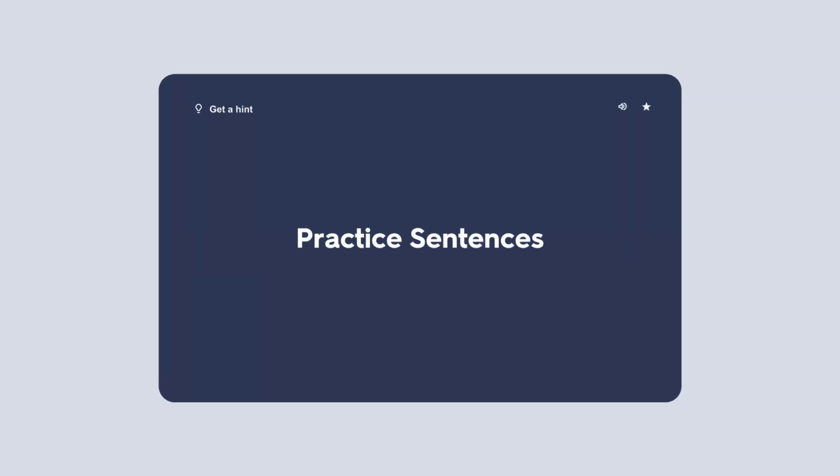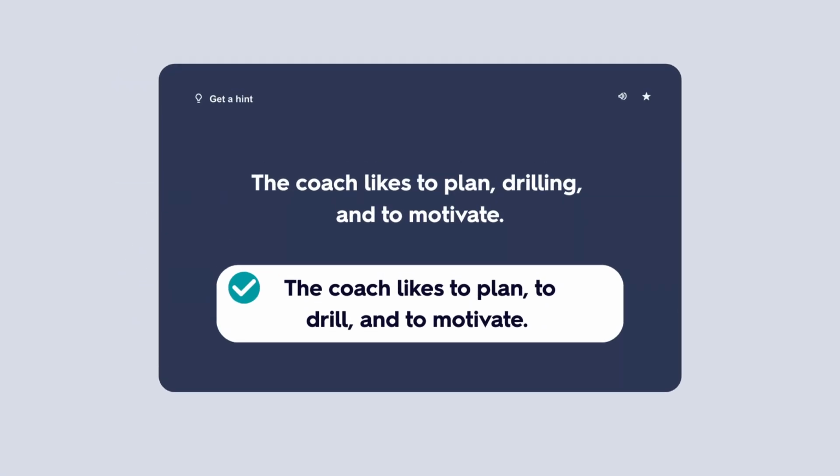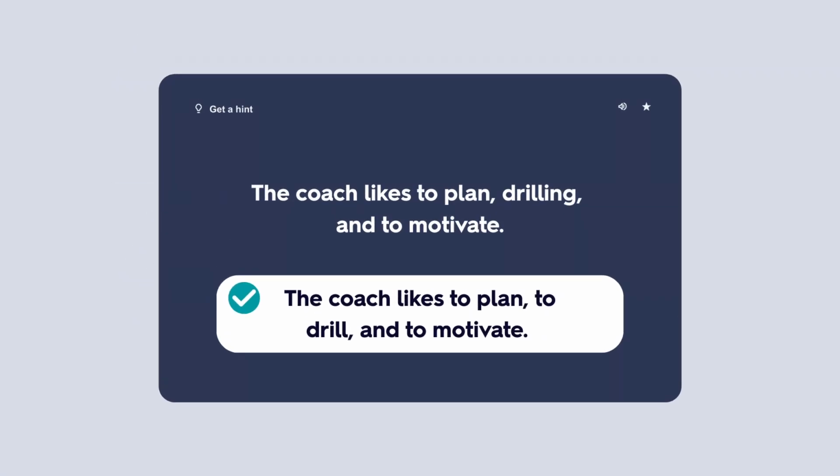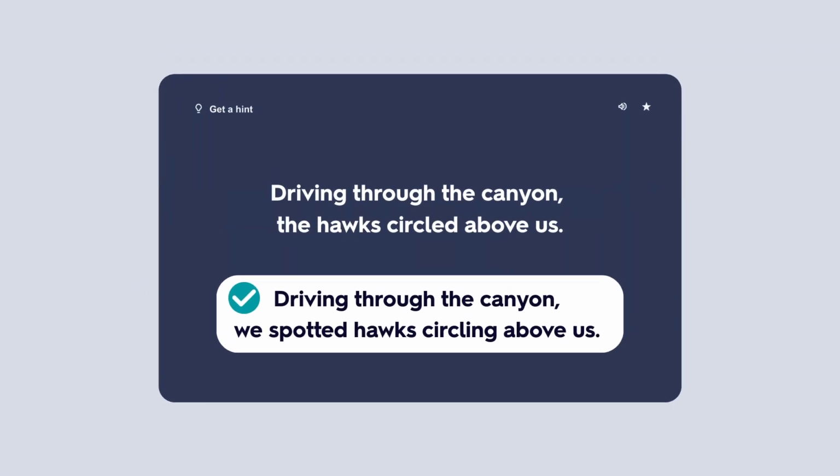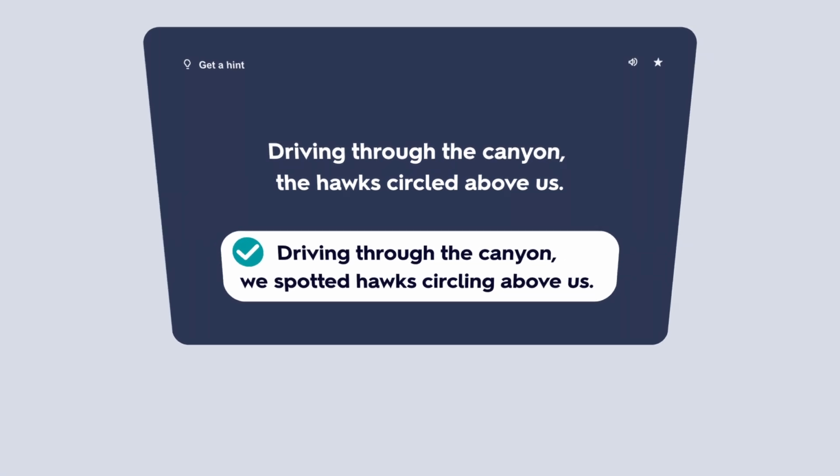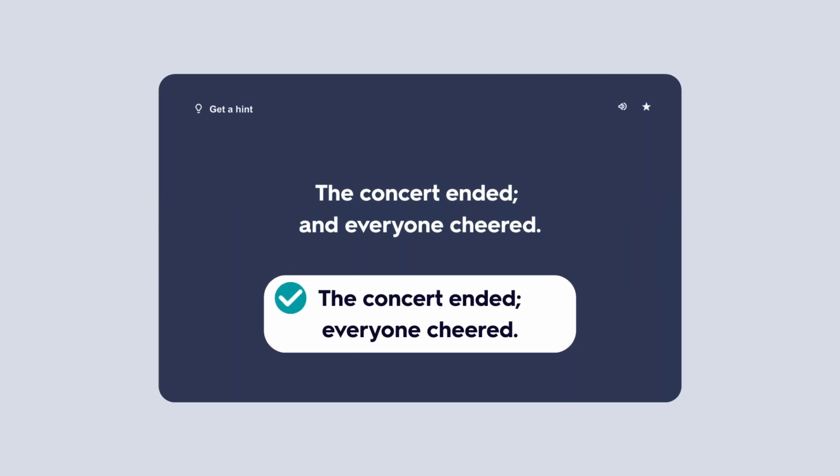Try these quickly. Read the sentence, think for a beat, then check the correction. 1. The coach likes to plan, to drill, and to motivate. 2. Driving through the canyon, we spotted two hawks circling above us. 3. The concert ended. Everyone cheered. Notice how each fix follows the same rules you just learned.